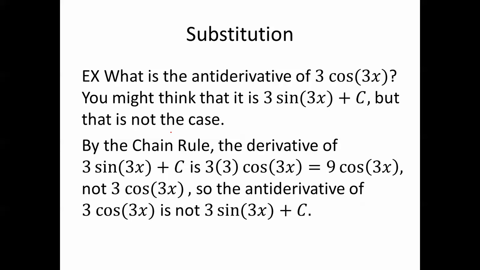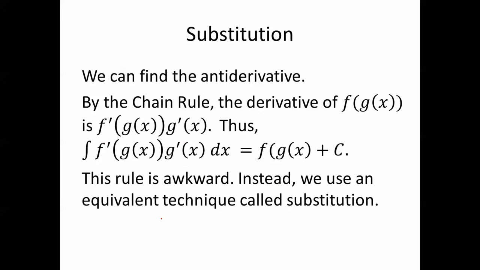By the chain rule, the derivative of 3 sine 3x plus c is going to be 3 times 3 cosine 3x, because when you take the derivative, by the chain rule, the 3 pops out front. So now you have 3 times 3 cosine 3x, which is 9 cosine 3x, not 3 cosine 3x. So the antiderivative of 3 cosine 3x is not 3 sine 3x plus c, because when we take the derivative of this, we don't end up with this.